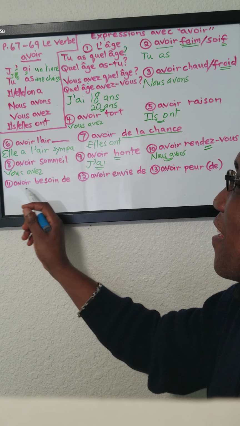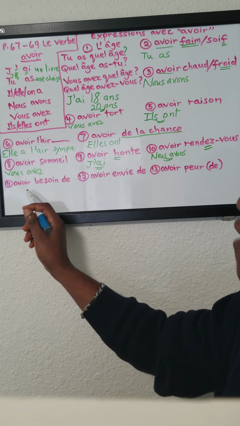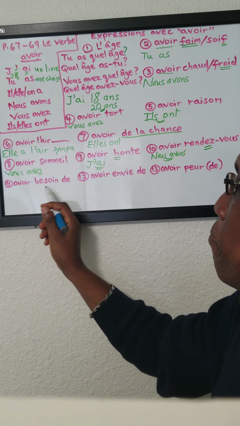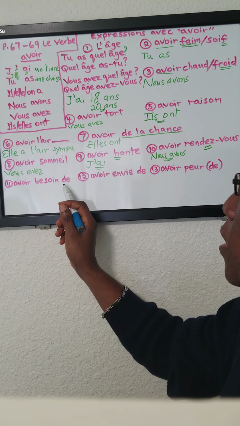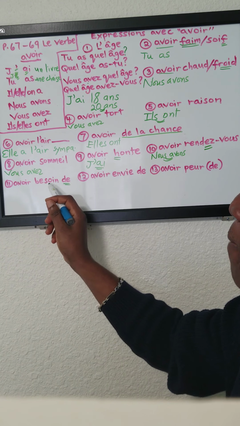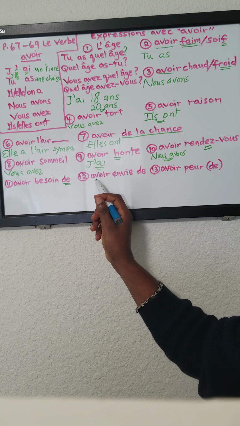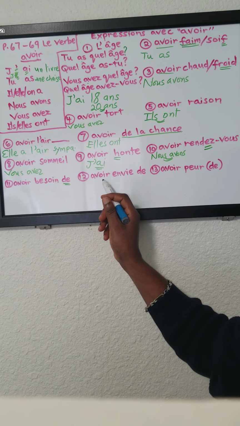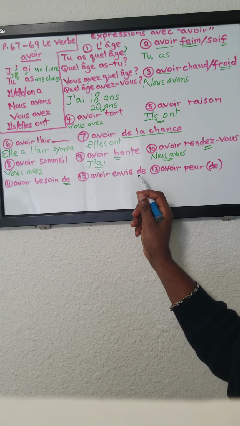Okay, the last three. Avoir besoin, répétez, besoin. Avoir besoin will be followed by the preposition de. Avoir besoin de. And then here, avoir envie de.